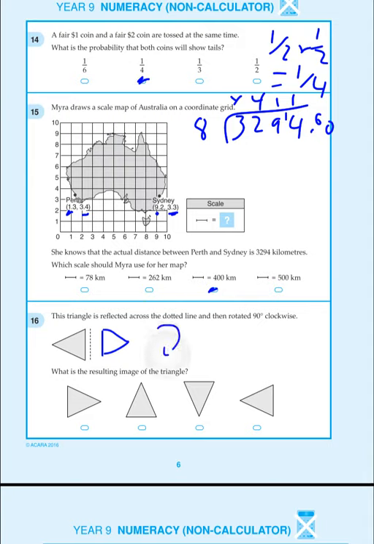Clockwise means it's going in this direction. 90 degrees means it'll be going from facing east to facing south. So it will actually be pointing downwards, just like this one. Okay, remember the never eat soggy Weet-Bix. And just remember clockwise is the way a clock goes.